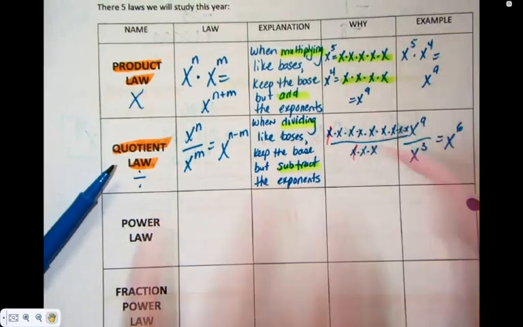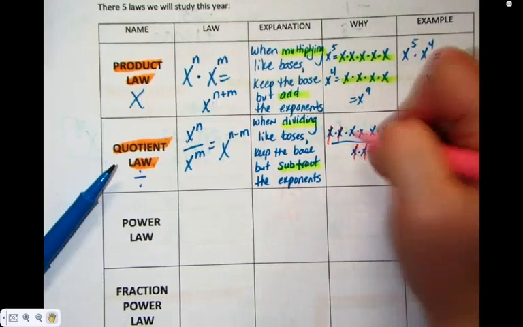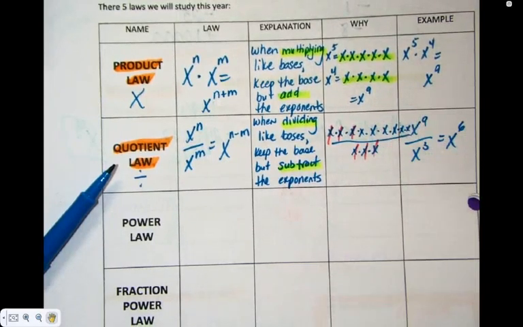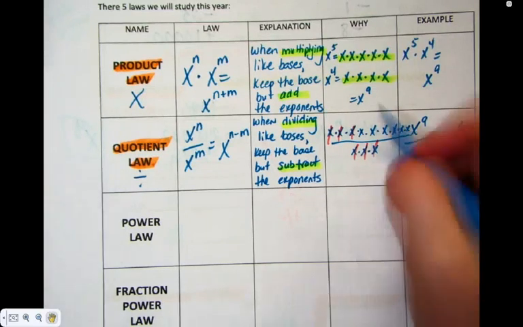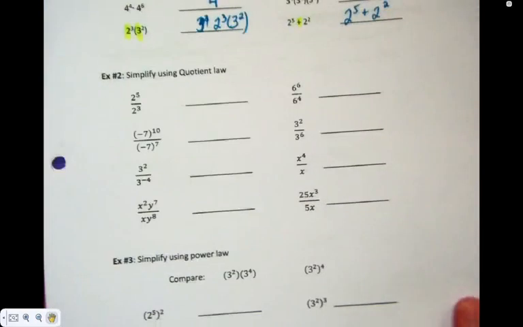So these can be canceled. And I could do the same with the second x's. And I could do the same with the third x's. And then I'm out of x's on the bottom. So then I just need to count how many I have left on the top. And that's why we subtract, because there's 6 left on the top. The trick is when you're dividing, you subtract the exponents.